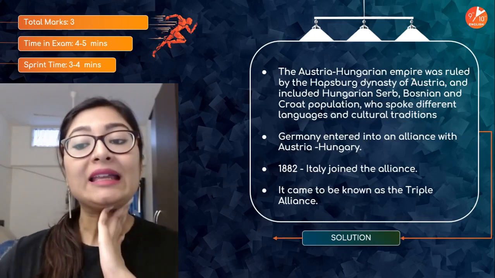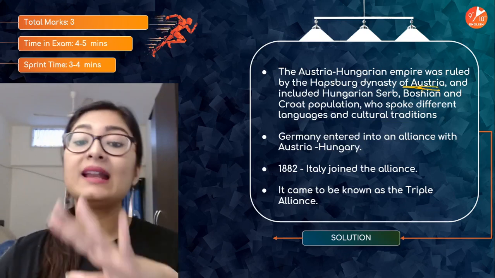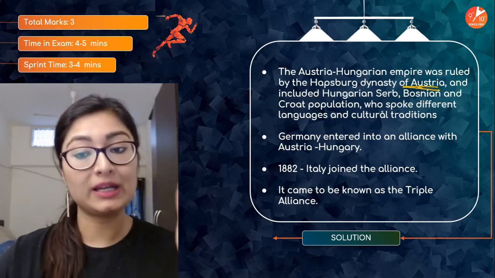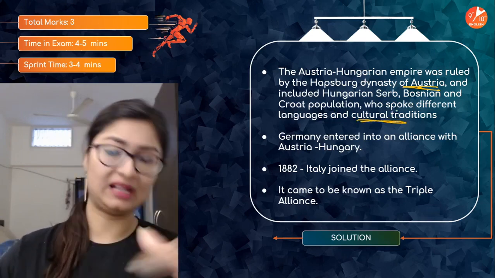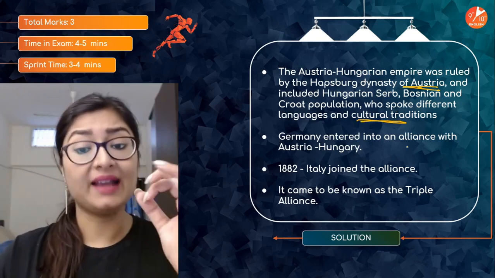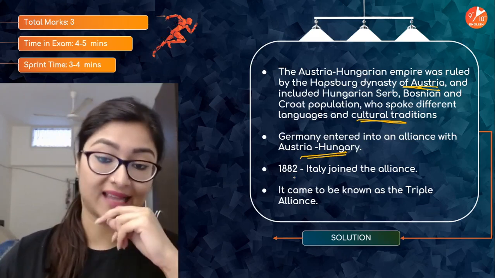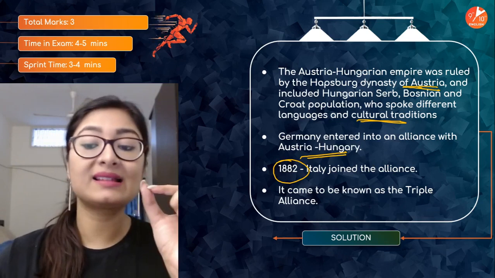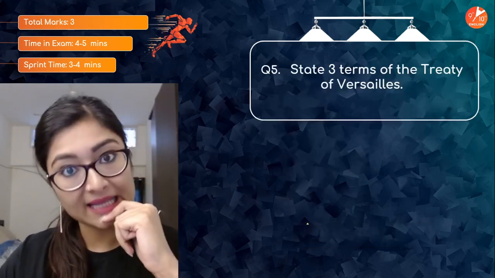So the Austria-Hungarian Empire was ruled by the Habsburg dynasty of Austria and included Hungarian, Serb, Bosnian and Croat populations who spoke different languages and had different cultural traditions. It was like a patchwork for them. Now Germany entered into an alliance with Austria and Hungary. So now there were two dual alliances. And then they were joined in 1882 by Italy, and then this became the Triple Alliance. So this is what is known as the Triple Alliance.